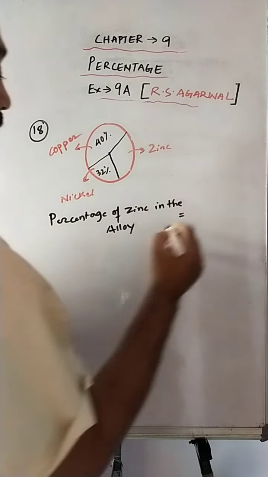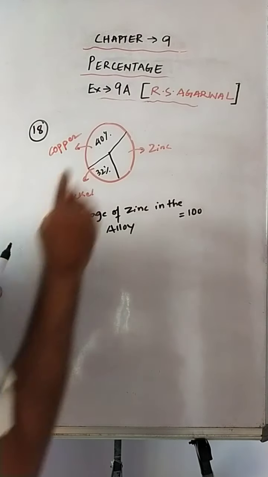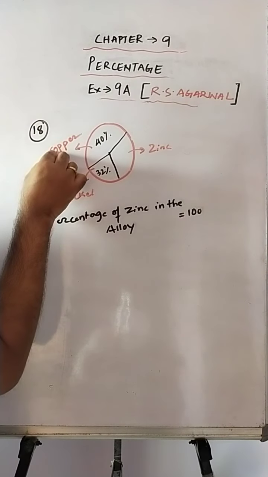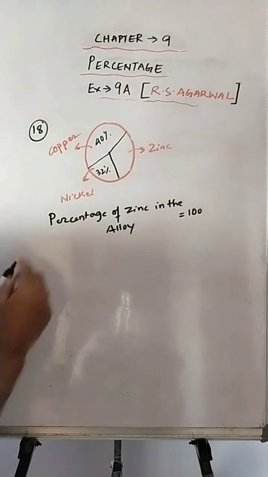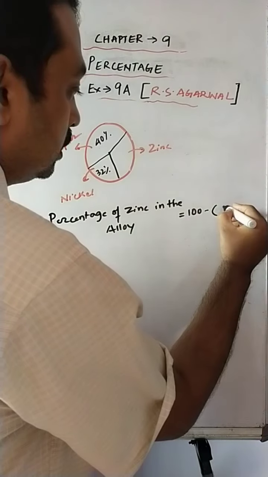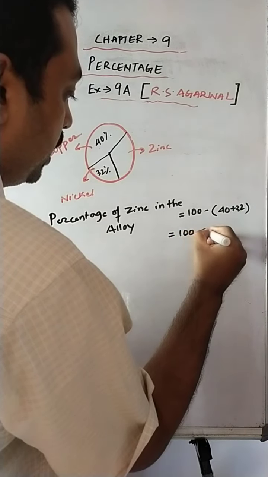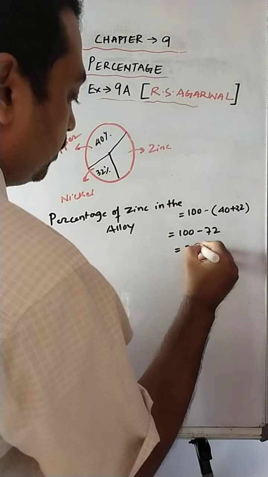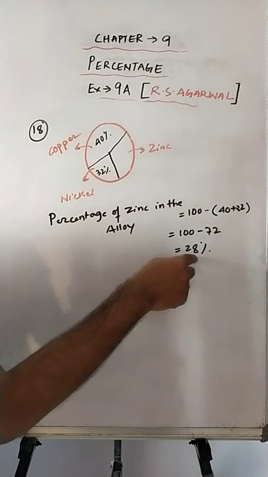That would be equal to what? 100. If we consider this whole as 100%, then out of 100%, 40% goes to copper, 32% goes to nickel, and the rest goes to zinc. So 100 minus, we have to add these two, 40 plus 32. So this would be equal to 100 minus 72, that gives us 28%. So the percentage of zinc in the alloy is 28%.